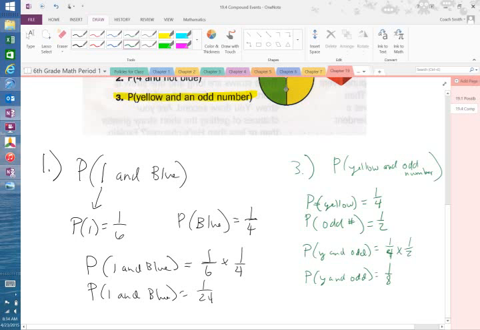Now those are independent events. So we're talking about the probability of an independent event. It is different for a dependent event.